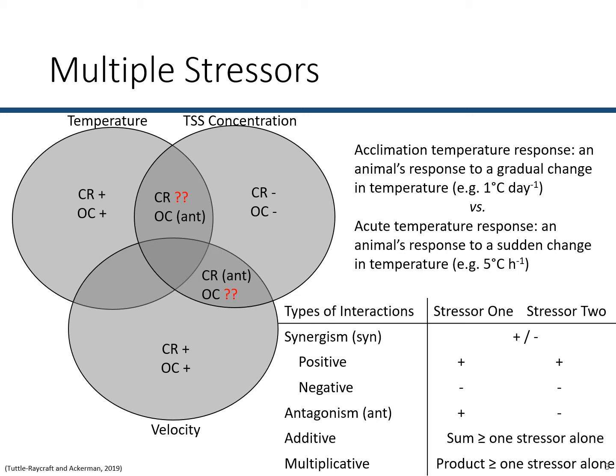Likewise, we see that TSS concentration and velocity also have antagonistic effects on CR, while we're not quite sure what happens with OC. And yet another gap that remains to be addressed is what happens when we put temperature and velocity together. And where my research came in was I wanted to know what happened when we looked at all three stressors on their own.